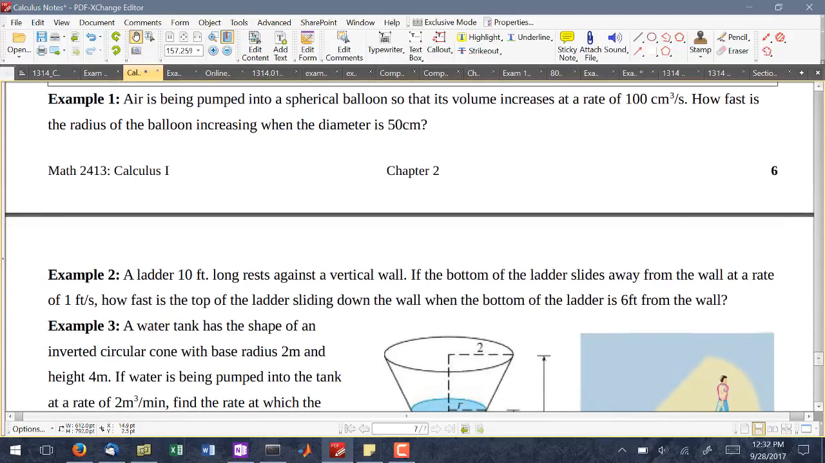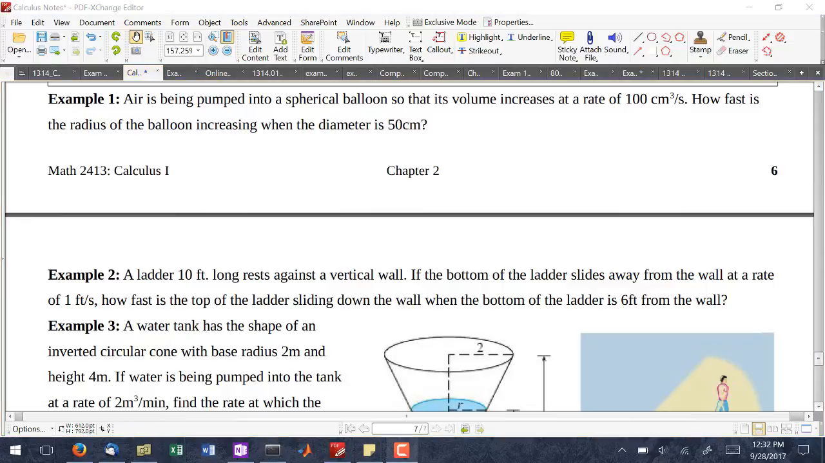So the very first one here, it says air is being pumped into a spherical balloon so that the volume is increasing at a rate of 100 cubic centimeters per second. How fast is the radius of the balloon increasing when the diameter is 50 centimeters? Okay, so obviously if the volume of a sphere is growing, the radius has to be growing too, right? So these two rates are connected to one another. So we have to figure out how they are connected. The connection is generally found by some formula which connects the two together.